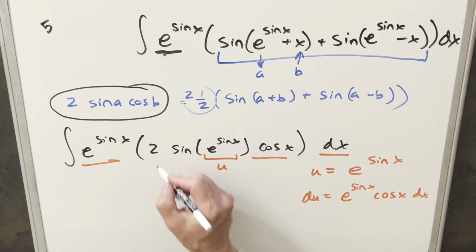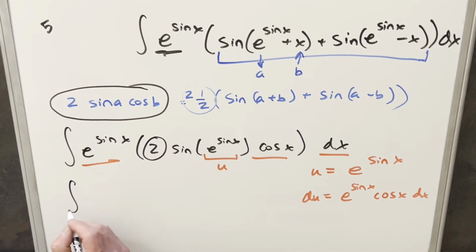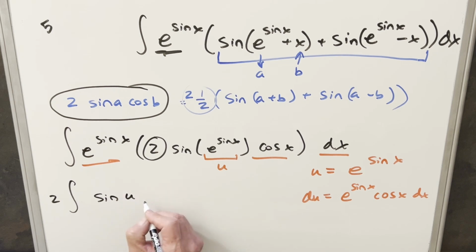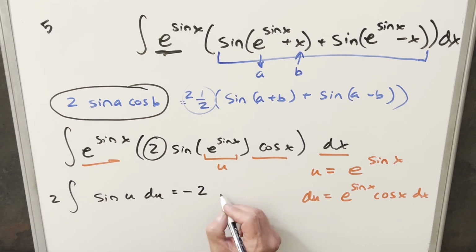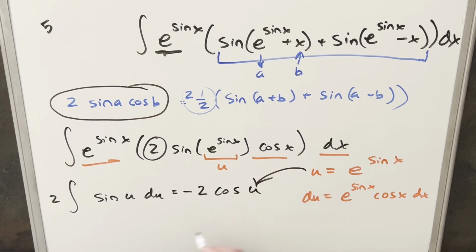So when we substitute, let's bring the 2 up front of the integral. This becomes sine u, and everything else is just du. So I go ahead and integrate this. The integral of sine u is minus cosine u, so we'll write it as minus 2 cosine u. Just back substitute to finish it off. And so for my final solution, we have minus 2 cosine of e to the sine x, plus c.